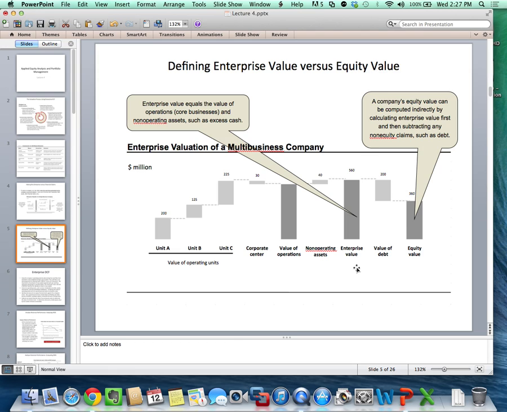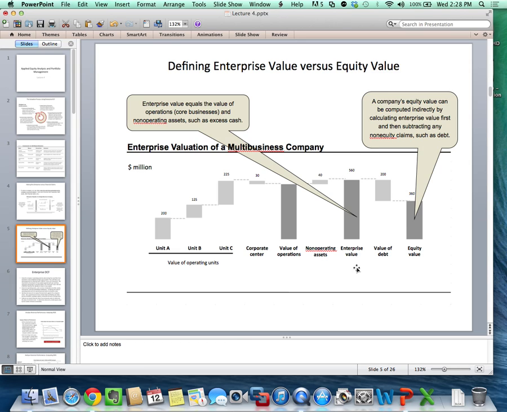Then, companies often have what's called a corporate center. They've got a C-suite, a bunch of C-level executives, CEO, CFO, etc. They also have shared services: HR, accounting, finance, whatever. These don't generate revenue. So I subtract off the corporate center costs, the overhead, and then that gives me the operating value of the business.